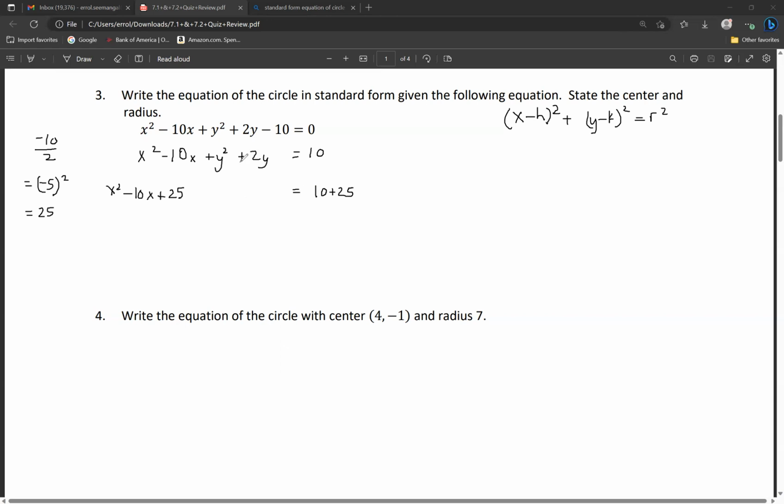Next, we're going to take this coefficient and do the same thing: divide by two and then square. What's two divided by two? 1. Now, what's one squared?